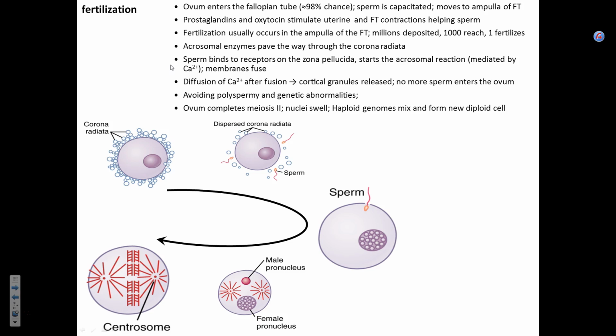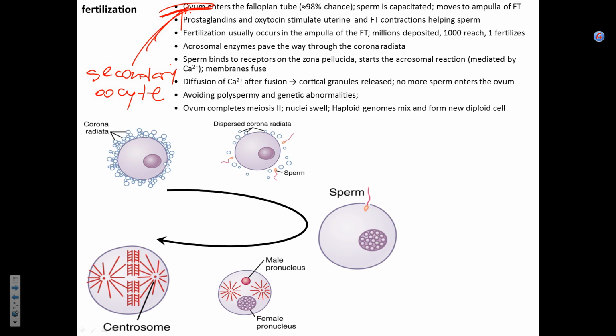So first of all, as you remember, by the way, that's a mistake right there. It's not ovum. Okay, that's secondary oocyte. Secondary oocyte enters the fallopian tube. Okay, that makes sense. That's the moment, right?